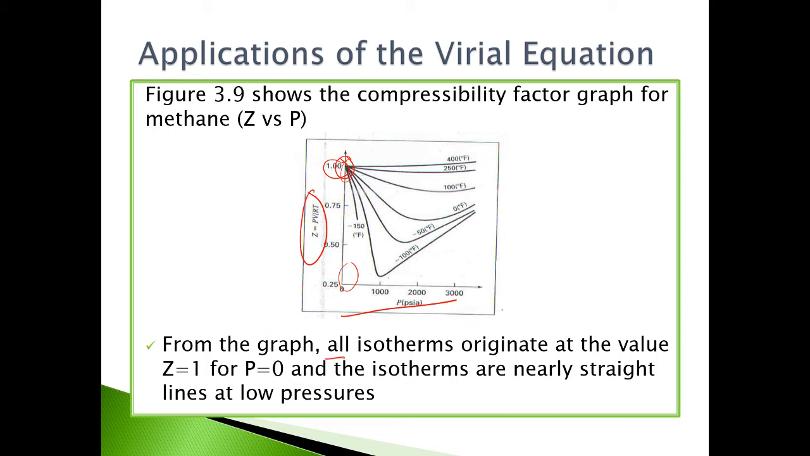Now, all isotherms, so lahat ng lines na yan ay isotherm. All isotherms originate at the value, so lahat sila nagmula sa Z equal to 1 at saka P equal to 0. So, zero pressure, mababang pressure. And, ang observation, nearly straight sila. Nearly straight at low pressure, diba? Pag low pressure, straight ang shape nila. Okay, so these are different isotherms.